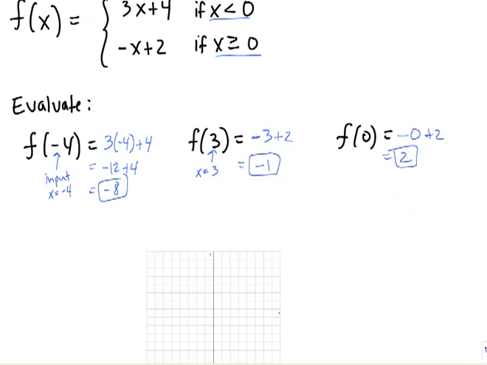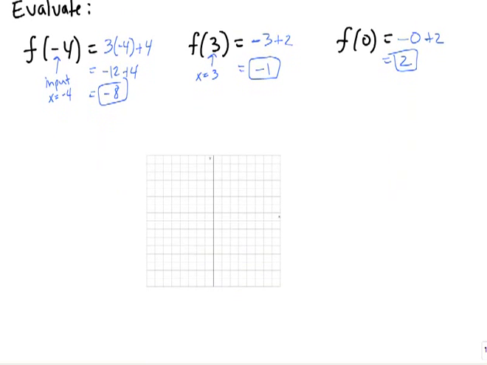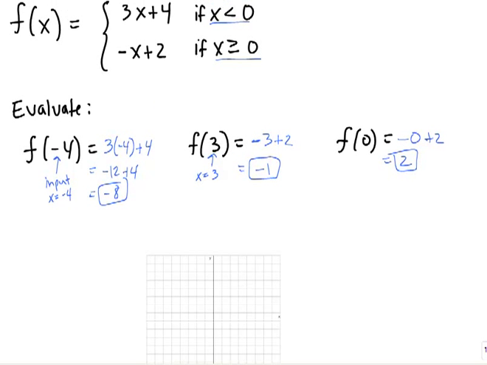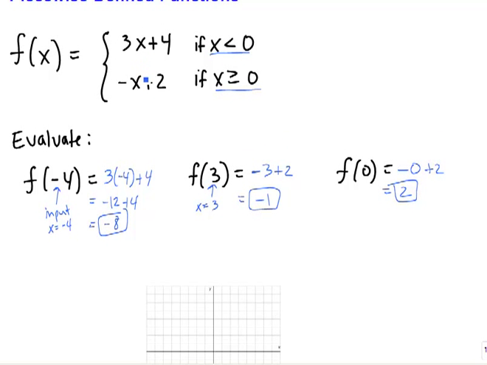The second thing you have to be able to do is graph them. And that can be a little bit tricky sometimes since we have two different rules. So if we look at our rules again, we have two separate equations here, and I'm going to start with the top one and graph that first. This is how I like to do it. This is the rule for x less than 0. And when x is less than 0, we're supposed to use the rule f of x equals 3x plus 4.